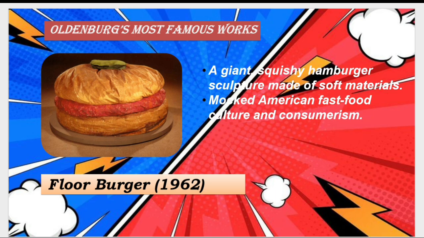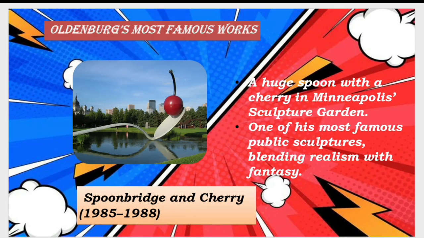One of Oldenburg's most famous sculptures is Floor Burger. This giant squishy hamburger made of soft materials mocks American fast food culture and consumerism. Another well-known piece is Spoonbridge and Cherry. This massive public sculpture pictures a giant spoon with a cherry, blending realism with fantasy, located in the Minneapolis Sculpture Garden. It remains one of his most beloved works.